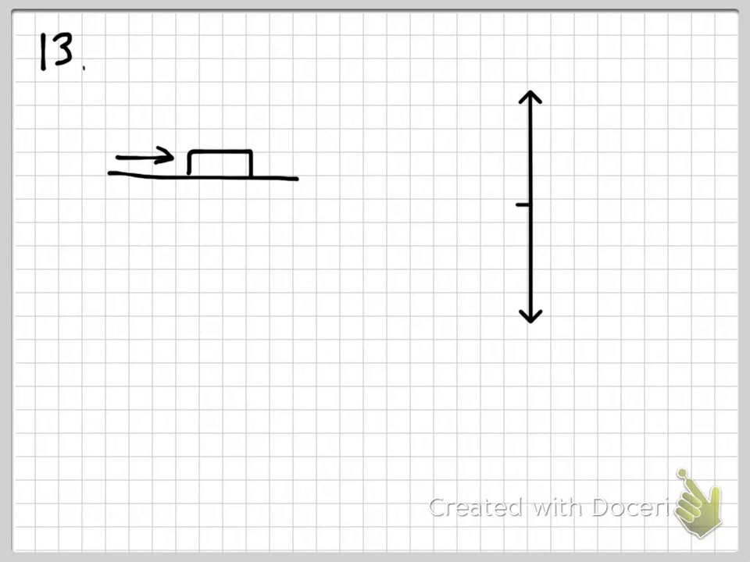Number 13. Draw a free body diagram for a book sliding across a desk after being pushed. Label all of the forces on the book. So as it slides across, you still have the force of gravity and the normal force pulling on it. And then you have a force of friction causing it to slow down. Notice that it says it's after being pushed, so there's no reason to add an applied force because the applied force has already been added before we got started.